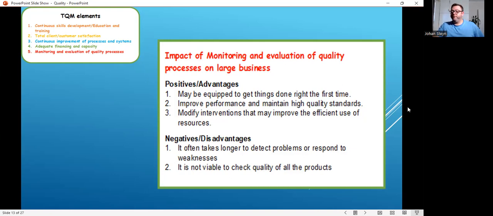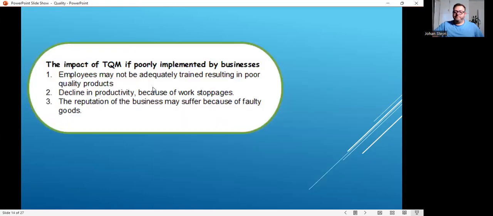Now, checking all million phones, switching them on, checking if the apps work, if it recognizes your thumb, all those type of things. So total quality management is something that you need to consider. And then it says the impact of total quality management, if poorly implemented. If you now don't do this properly, then employees may not be adequately trained.